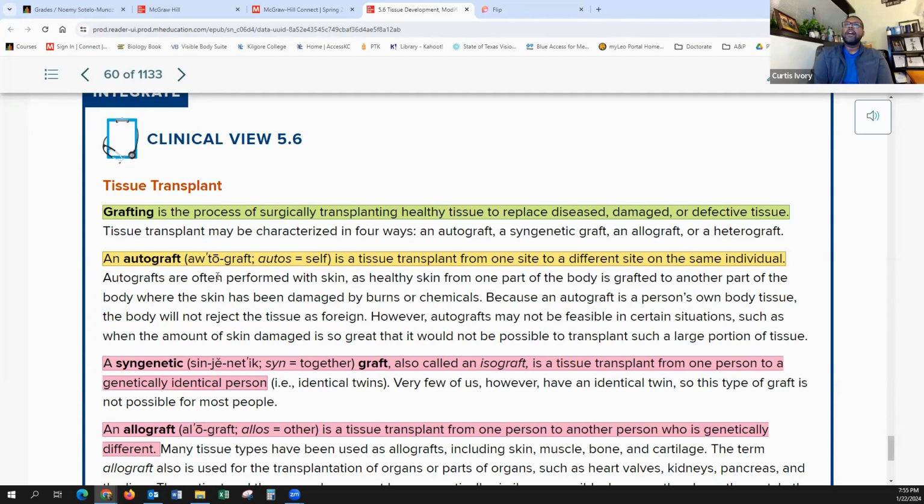So you can have what's called an autograft, which is a tissue transplant from one site to a different site on the same individual. So that's like if I took a part of my Achilles tendon to replace the tendon in my lower leg, or vice versa. It's in the same individual.